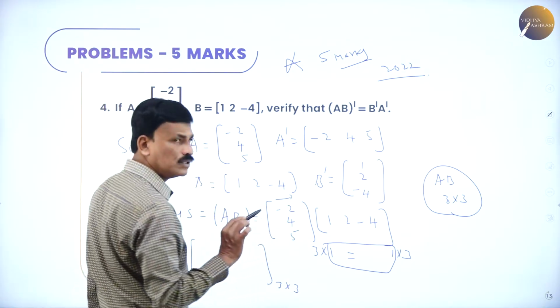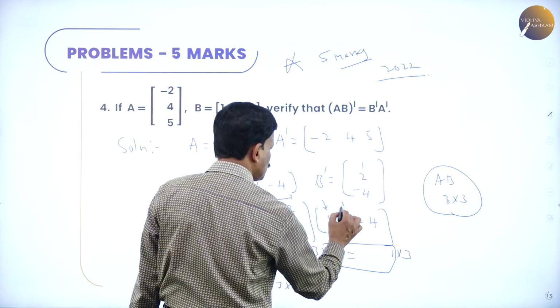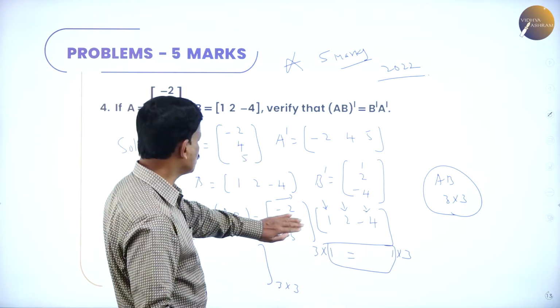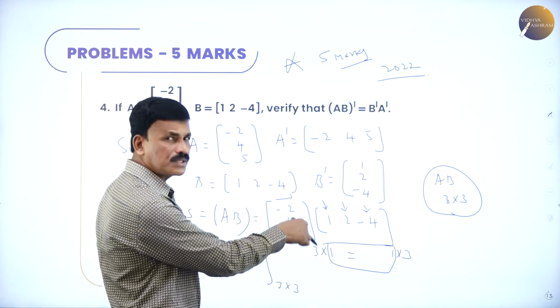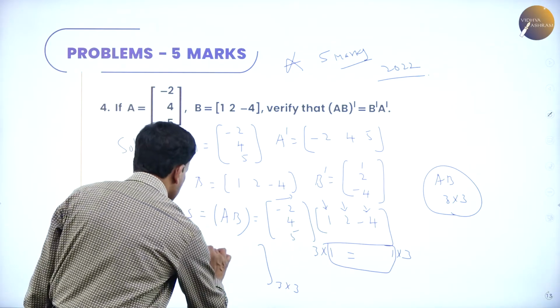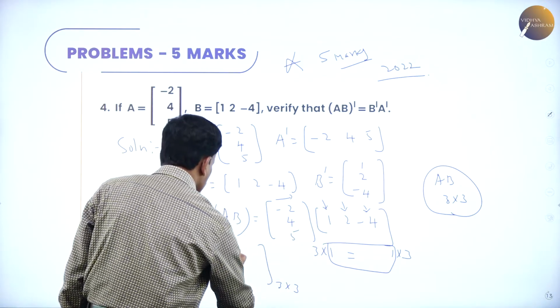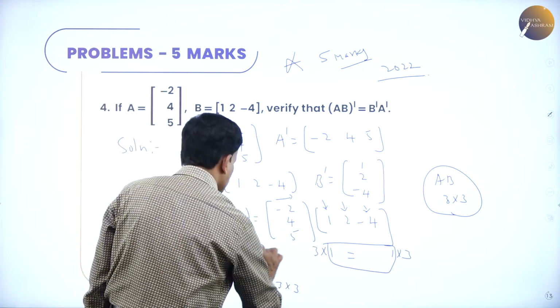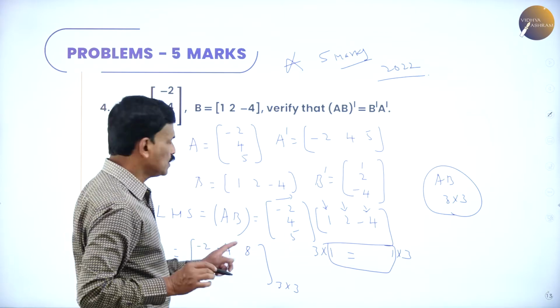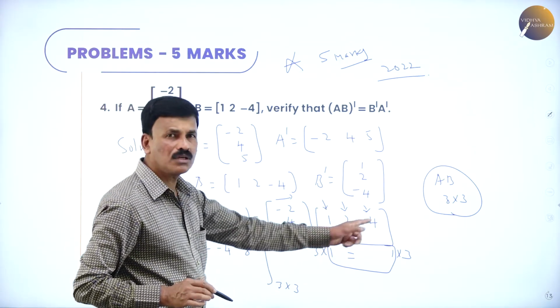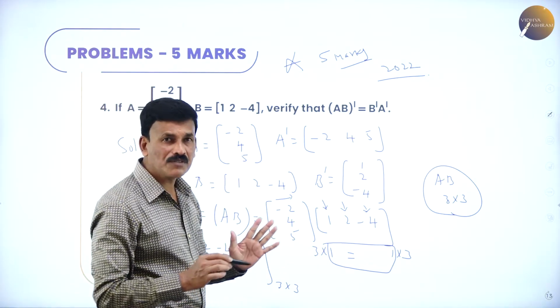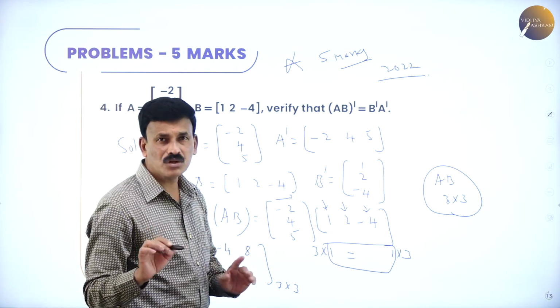This is the first row. These are first column, second column, third column. This is the first row, minus 2. First column, second column, third column. Minus 1 into 2 is minus 2. Finish. Again, first row, second column. Minus 2 2s are 4. Next, minus into minus plus, 2 4s are 8, right? That's it. First row, first column, second column, third column. So the majority of the students will add. That is wrong. Don't add.